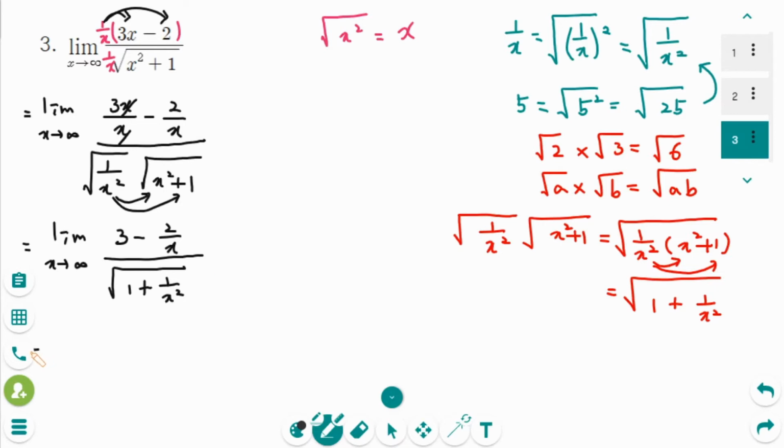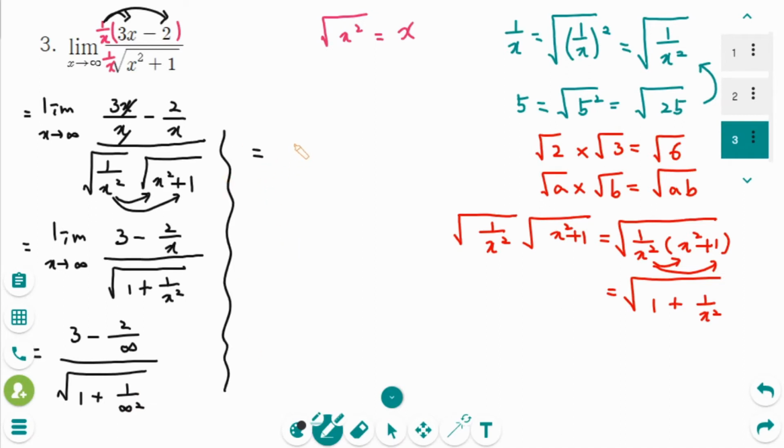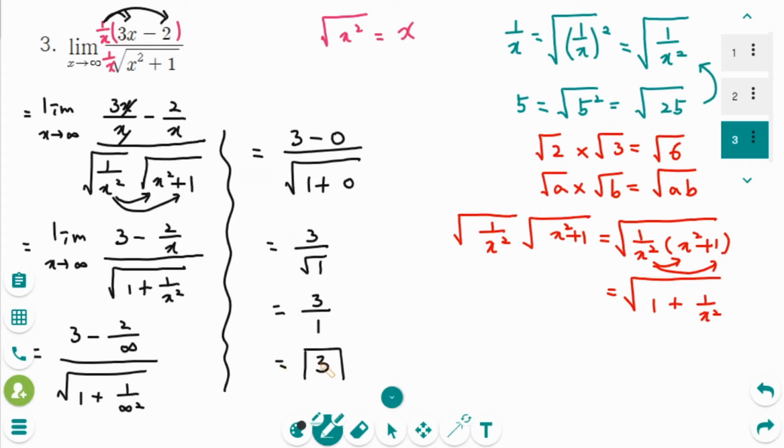And the next step is infinity put into x: 3 minus 2 over infinity, over square root of 1 plus 1 over infinity squared. So 3 minus 0 over square root of 1 plus 0. So this is 3 over square root of 1, 3 over 1, which is 3. That is the answer.